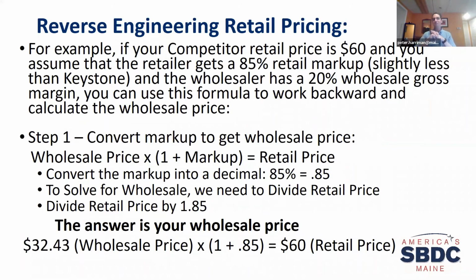So we're going to reverse engineer the retail pricing of the competitor, right? And we're going to assume that the competitor had a retail price of $60 and that they get an 85% retail markup, right? Slightly less than Keystone. And the wholesaler has a 20% wholesale gross margin. And you can use this formula to work backwards and calculate the wholesale price. And that's a whole bunch of math right there, right? But you can get some of this information online as just general industry statistics, right? The price you get directly from the competitor, but the other information you might be able to get just as general statistics online, right?